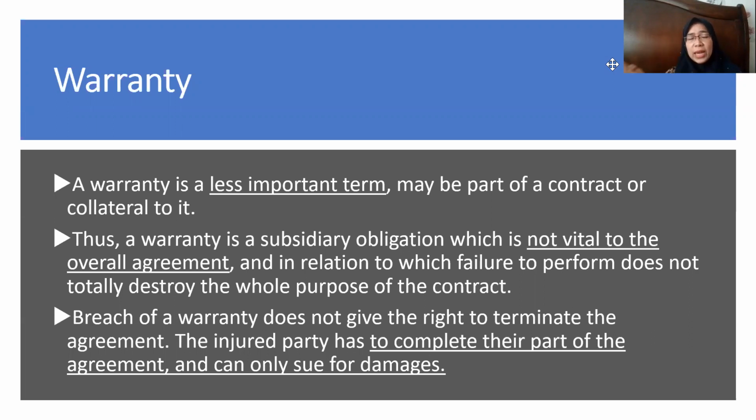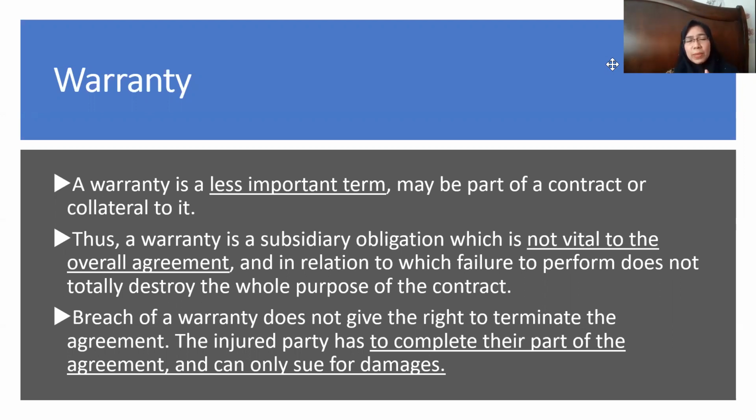So in relation to which failure to perform, it does not totally destroy the whole purpose of the contract. And here, the party can still proceed with the contract. It doesn't affect the whole thing. It doesn't go to the root of the contract, but it is part of the contract as well. So breach of warranty does not give the right to terminate the agreement. In here, the affected party cannot set aside, cannot put an end to the contract.